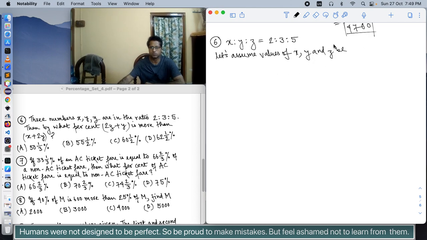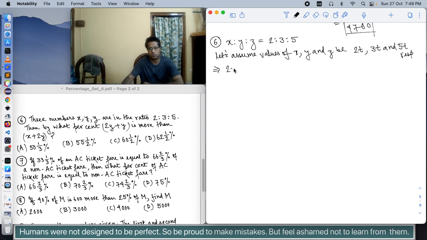So let's assume the values of x, y and z to be, let's use a t, 2t, 3t and 5t respectively. So we have to find by what percent 2z plus y is more than x plus 2y. So we have to compute the value of 2z plus y and x plus 2y.